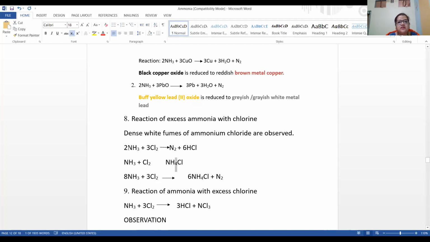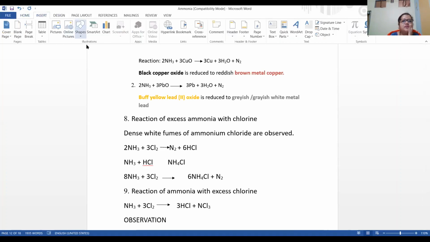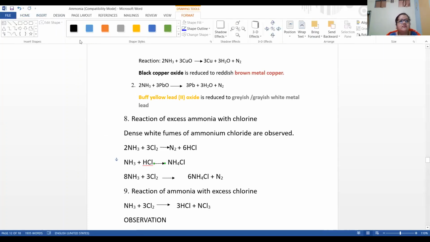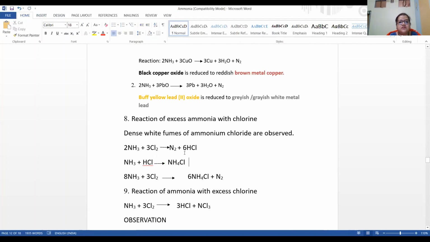Basically, it is not chlorine, it is going to be HCl, because we are doing the reaction. So ammonia reacts with this HCl to give you ammonium chloride, isn't it? That we know. So just put this over here. Now this is 6, so try to balance it with 6. Multiply the whole equation by 6.